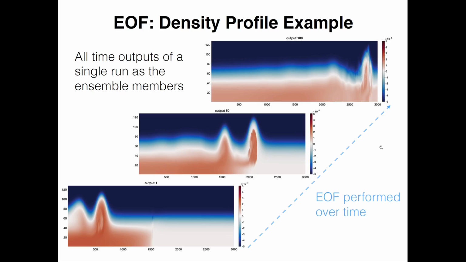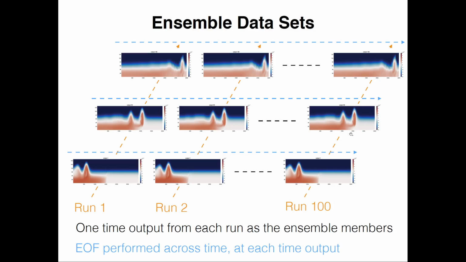So let's recap. What does EOF do? You may recognize this density profile example from previous videos, where this wave is propagating from left to right. Okay, so output 1, output 50, output 100. When you run the EOF on a simulation of this type, what you're saying is, I'm going to take all the time outputs as the ensemble members, and I'm going to perform the EOF over time. Okay. In an ensemble data set, let's say you have 100 runs.